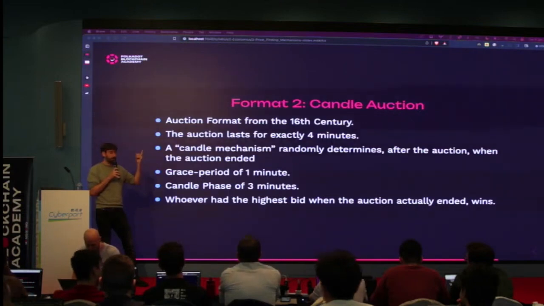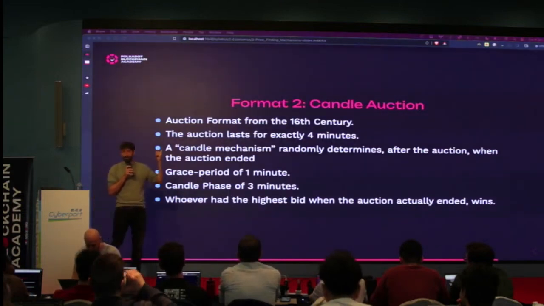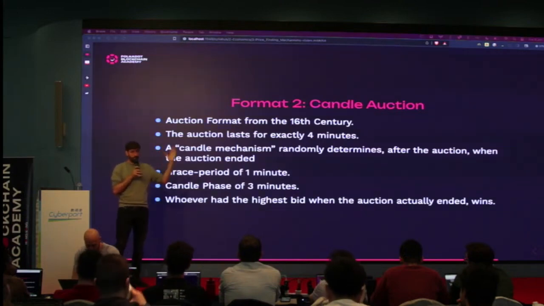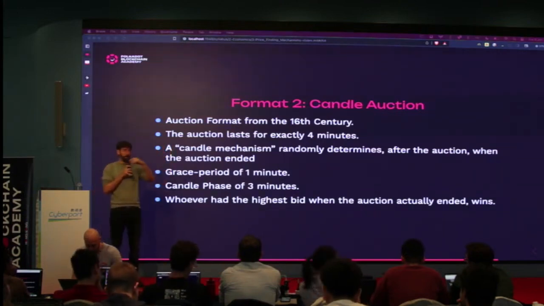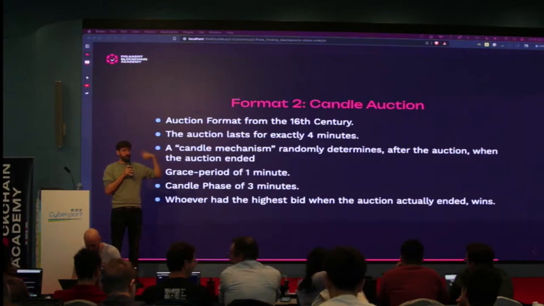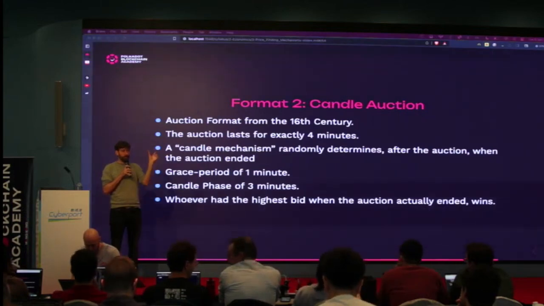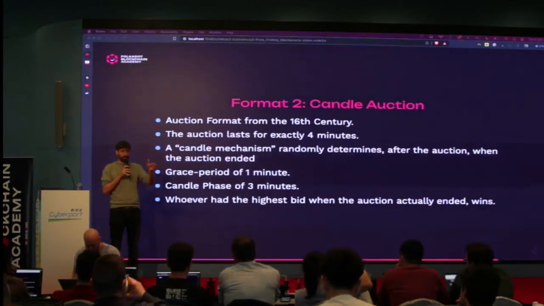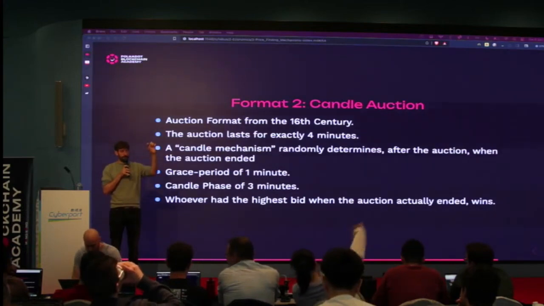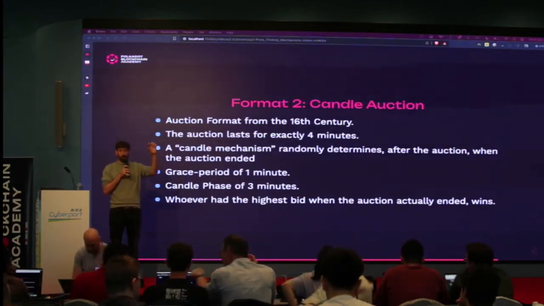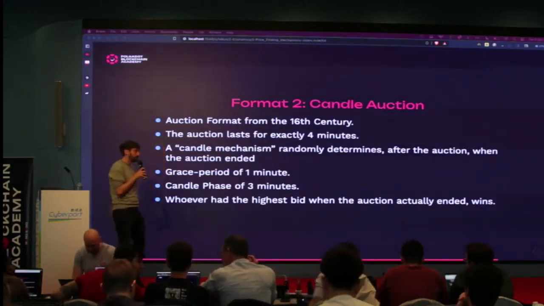It's a little bit tough to digest, but I think it makes sense. Any questions? So you bid for 4 minutes, then the computer randomly determines when within the last 3 minutes the auction actually stopped. Then we look at the state of the auction in that second, and whoever won gets the NFT.